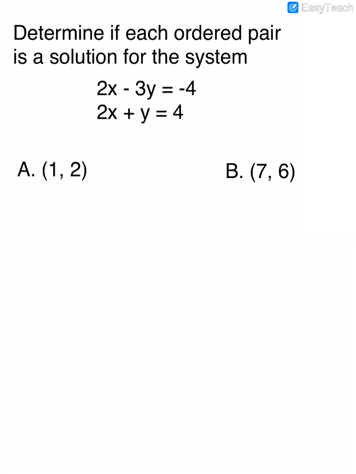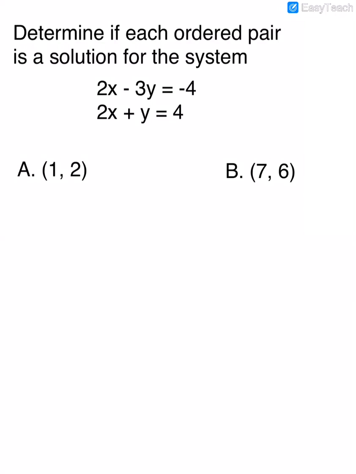Systems of linear equations with two variables. A system of linear equations is when we have two or more linear equations. To determine if an ordered pair is a solution for the system, all we have to do is plug those coordinates into both equations and see if it comes out to be true.